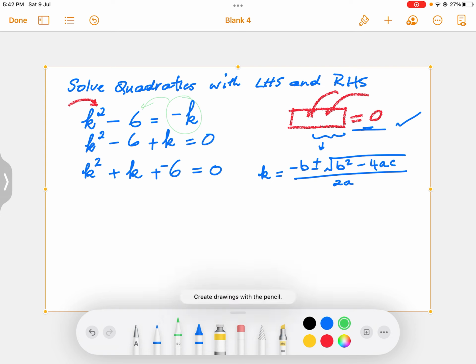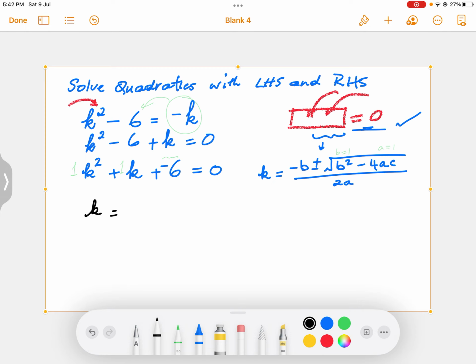So a is 1. b is the coefficient of k, so b is 1. And c is this constant here, negative 6. So let's go ahead and substitute.